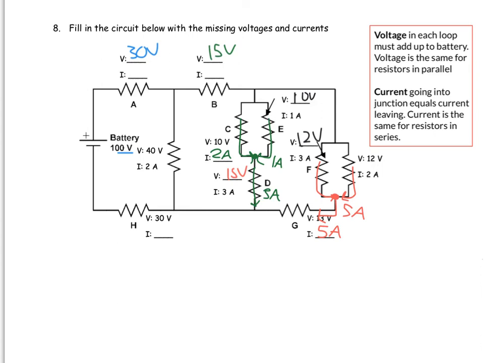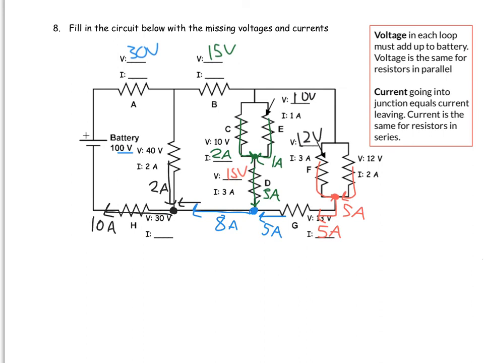I'm then going to think about this junction right here, where I have 3 amps coming through D and 5 amps coming from this branch. That's going to come together to form a current of 8 amps, which then will in turn combine at this junction here, that 8 amps and the 2 amps coming down from this resistor above will combine to go through resistor H.